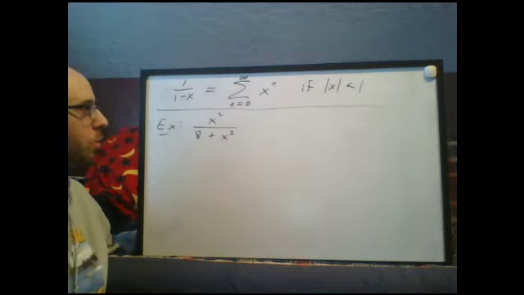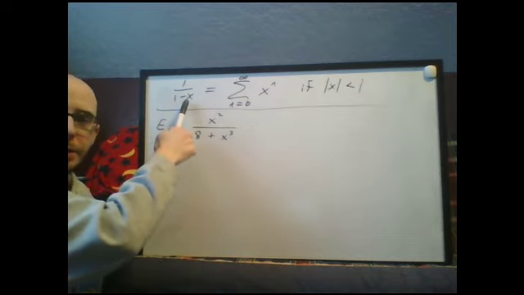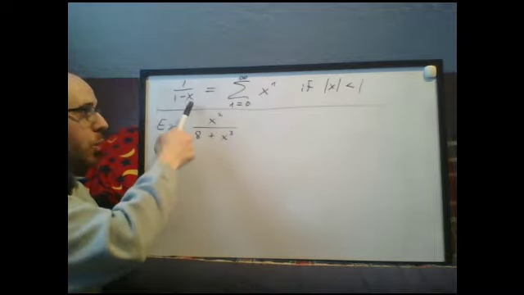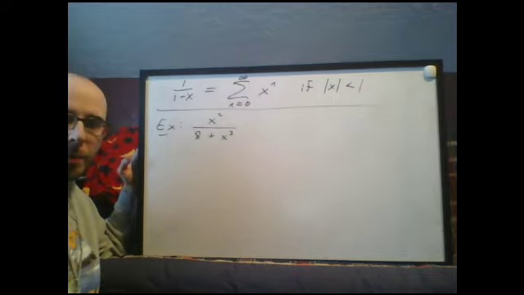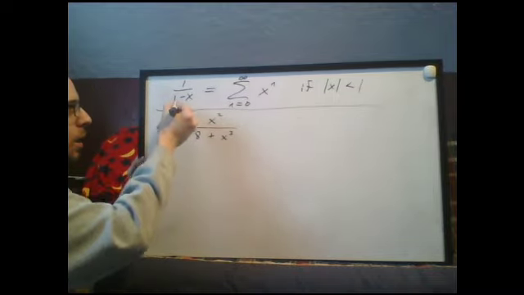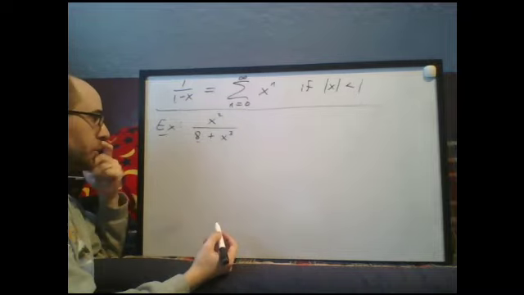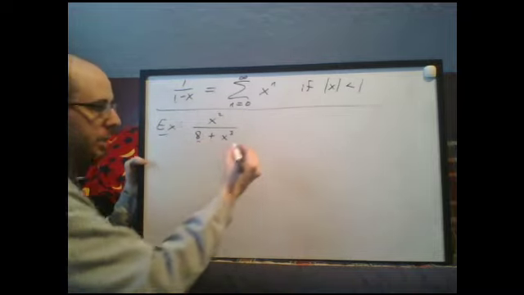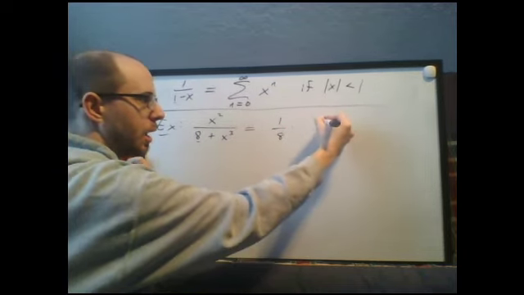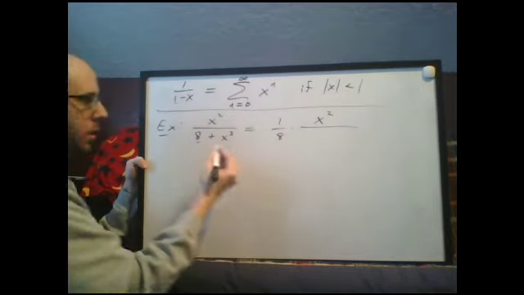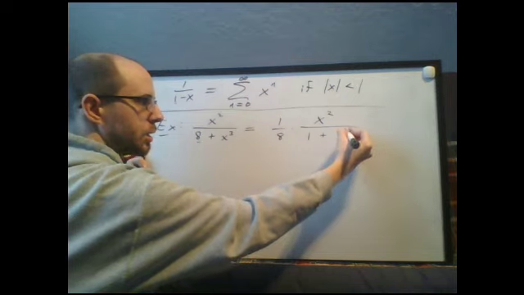All right, so this is my basic power series that I want to use. So I want to make this look something like this. So one problem is on the bottom, I don't have 1 minus something, I have 8 plus something. So what I'm going to do first is let's factor out an 8 from the bottom. Right, 1/8 times x squared over, this would be 1 plus x cubed over 8.